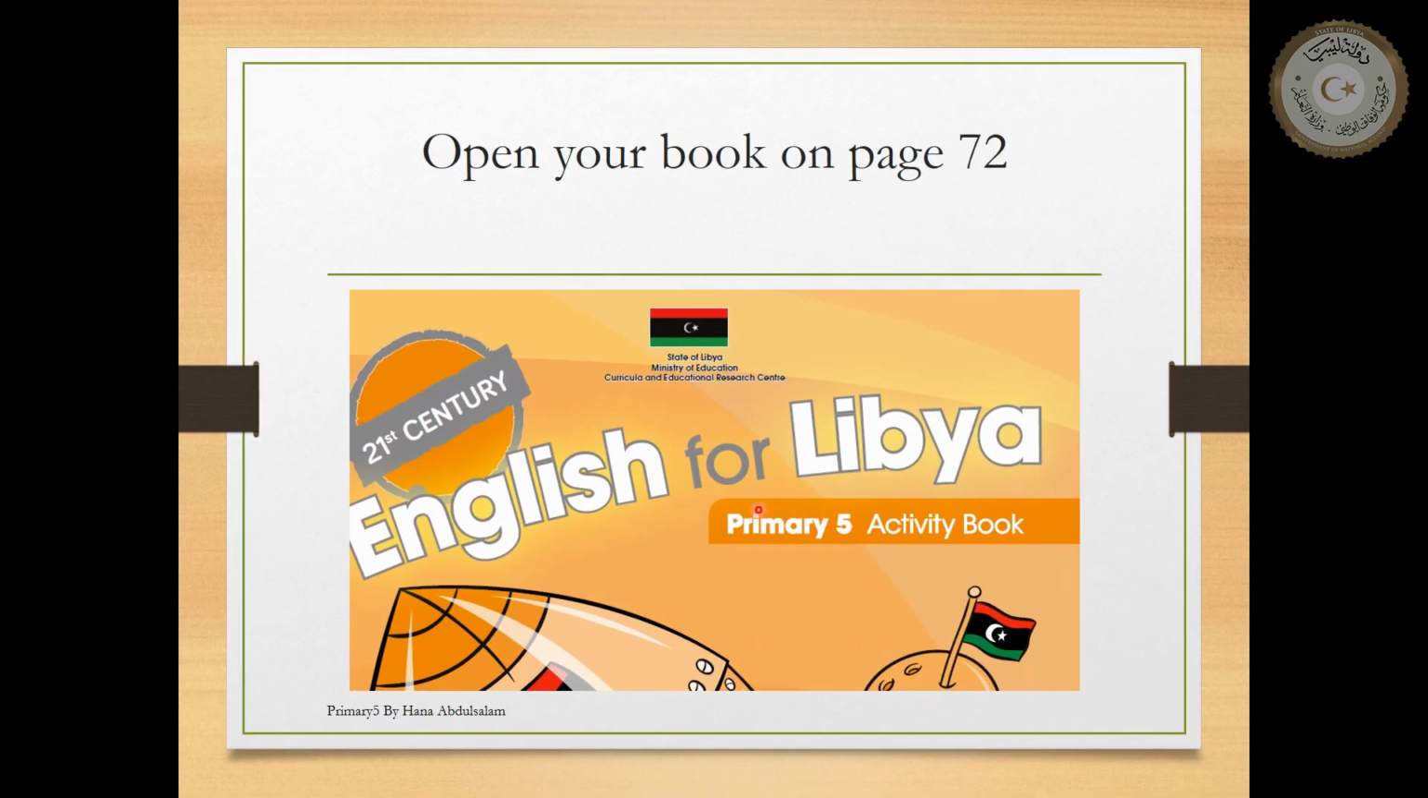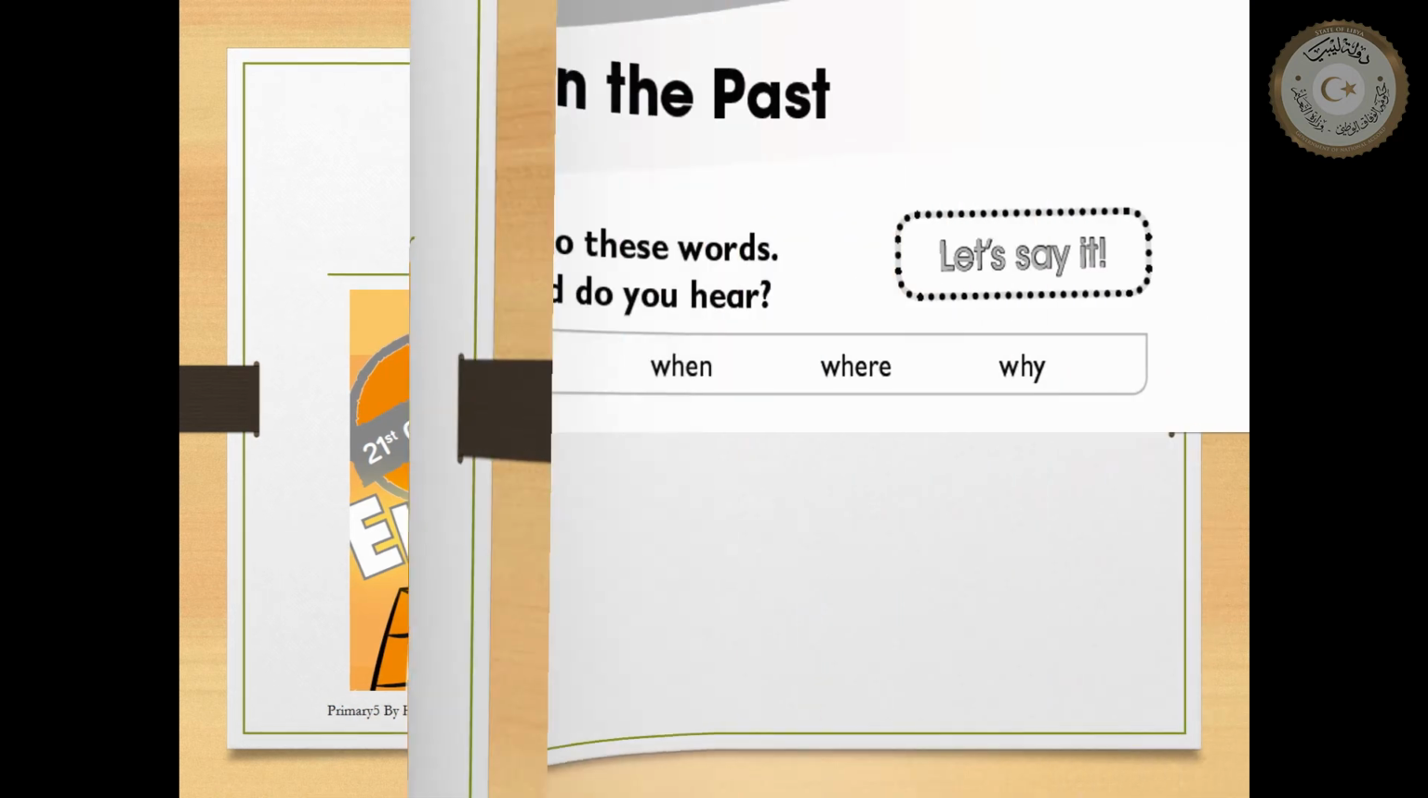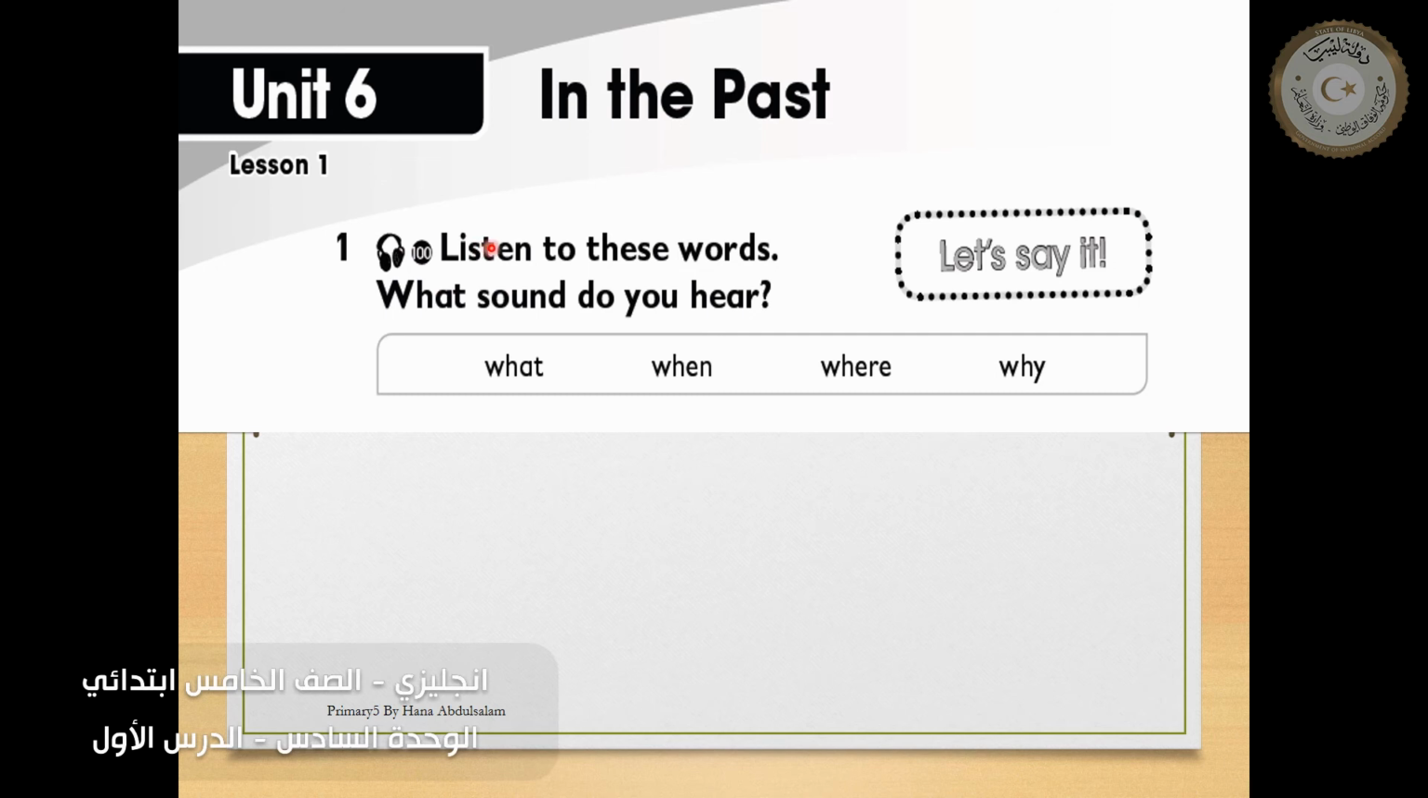So now we are going to start with our activity book. Open it on page 72. Number 1. Listen to these words. What sound do you hear? Look, we have here 4 words. What are they? What, when, where, why. What is a thing or an animal? When is a time? Where is a place?